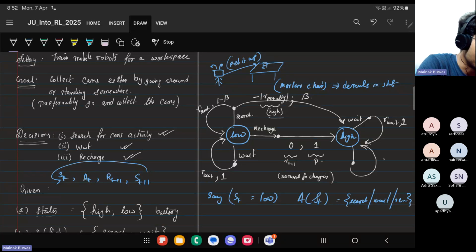Again, with probability 1 minus alpha, R search. If you search, you go to the previous state with probability alpha with R search.